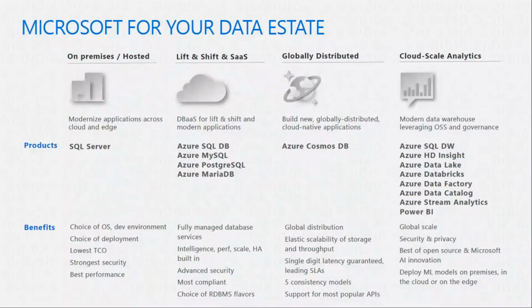So it gives us global scale for our analytical projects. Security and privacy is top notch, and it gives us the best of open source and Microsoft AI innovation. Namely, Databricks is open source software, and HDInsight is based upon Hadoop clusters and these different Spark clusters. These things are also based upon the Apache Hadoop open source project. So we get the best of the open source and Microsoft AI innovation. We can also deploy ML models on premises, in the cloud, or on the edge.